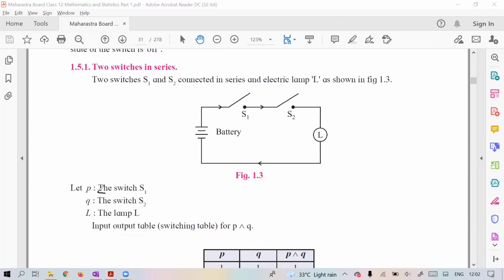So statement P is the switch S1 and statement Q is switch S2. Statement P is true means switch S1 is on. Statement Q is true means switch S2 is on. And L is the lamp L. So the lamp is connected to those switches. So tell me, when will lamp L be switched on?